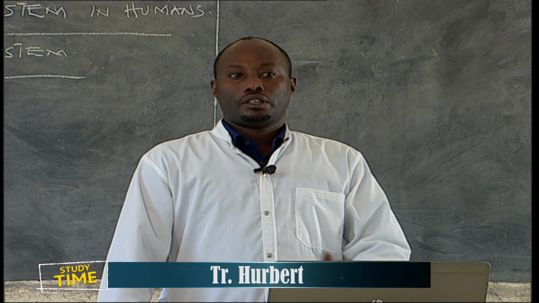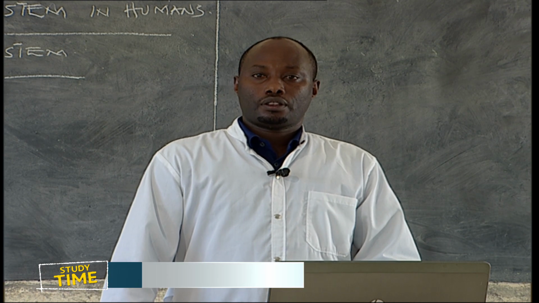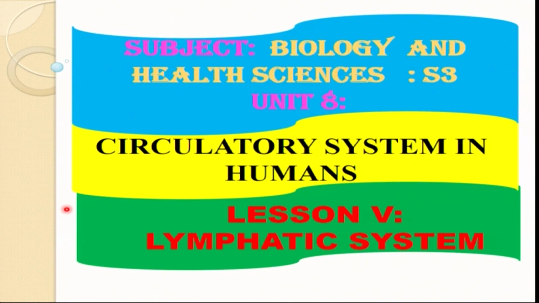As usual, I'm your teacher Herbert, and I will be taking you through the biology of Form 3, Senior 3 class. And we are still on the same unit, which is Unit 8. Unit 8 is concerning the circulatory system in humans. It is Lesson 4-5, which is concerning the lymphatic system.